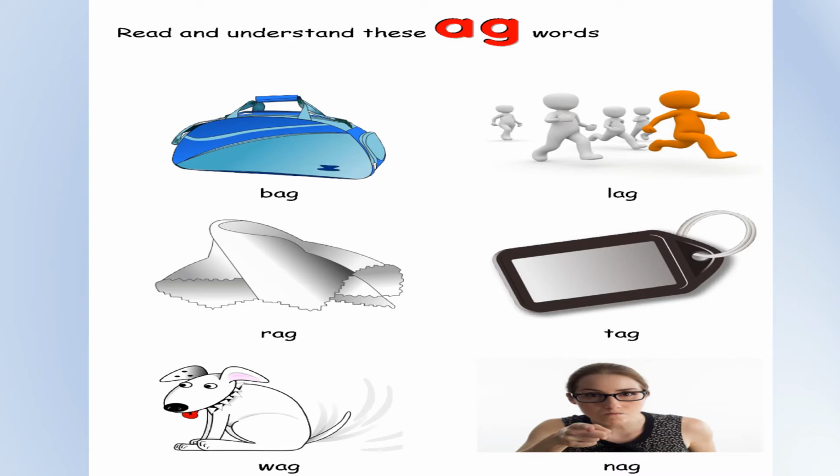So now children, after A-B and A-D words, let's come to another set of words. A-G words. B, a, g, bag. L, a, g, lag. R, a, g, rag. T, a, g, tag. W, a, g, wag. N, a, g, nag.